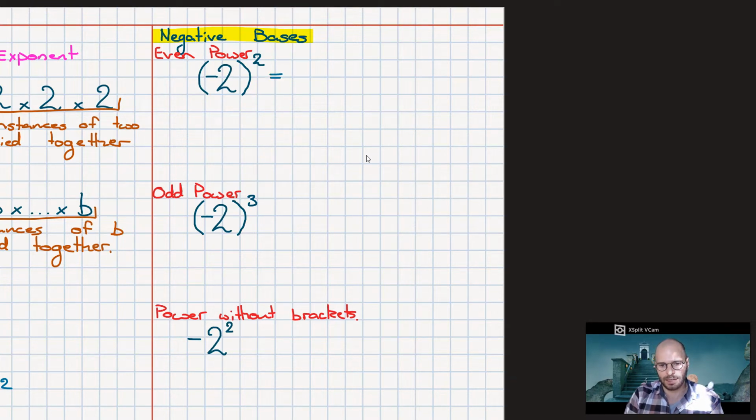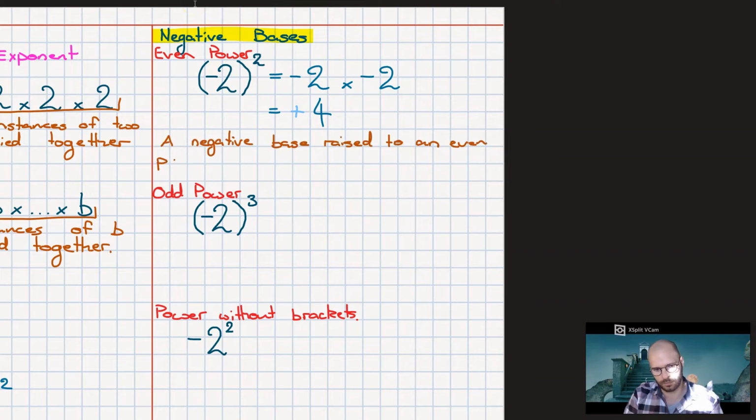Breaking this down the slow way, we're going to get -2 multiplied by -2. And when we have two negatives multiplied together, it's going to yield a result of +4. So the rule that we come up with in this instance is that a negative base raised to an even power yields a positive result.